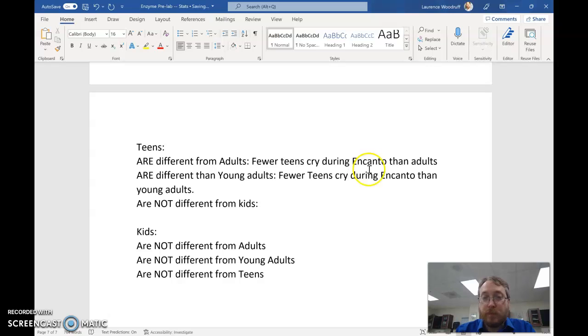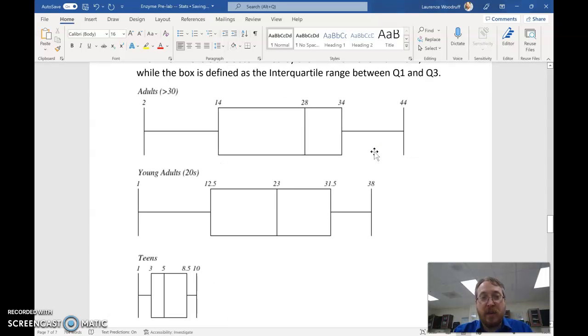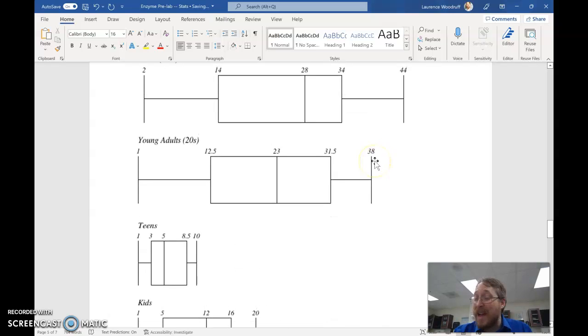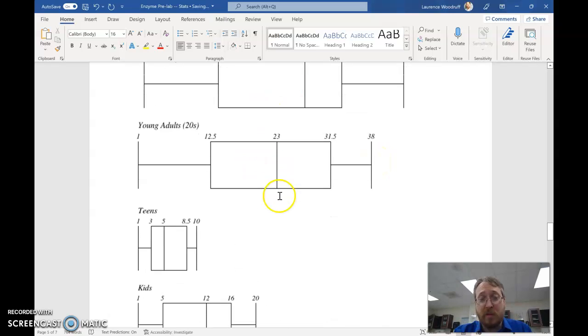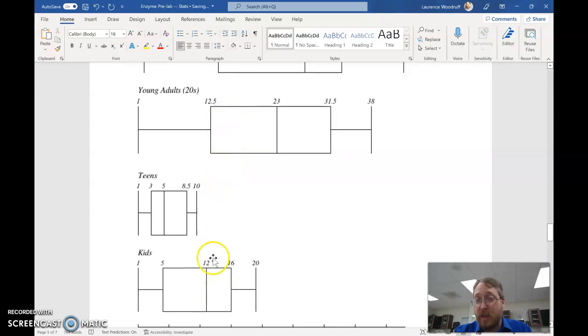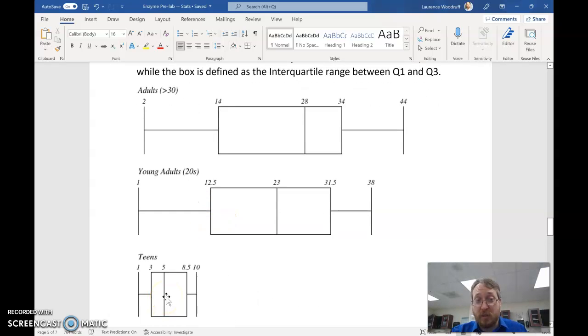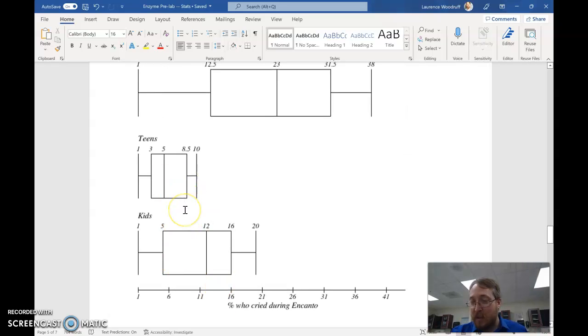Okay. So the only significant difference between adults was between adults and teens. When we do this for young adults, we get the exact same comparison. Young adults are not different from adults. Young adults have overlap with kids, so we can't say that they're different, but we can say that more young adults cry in Encanto than teens. For teens, we can say fewer teens cry watching Encanto than adults, fewer teens cry watching Encanto than young adults. But we can't make any comparison about teens and kids.